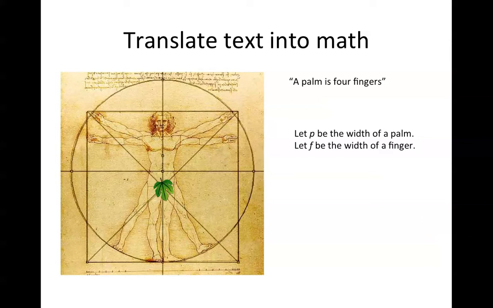And you can pause if you don't want me to show you right now. I wrote p is equal to 4f. A palm, p, equals 4 fingers, f. That's how we translate text into math.